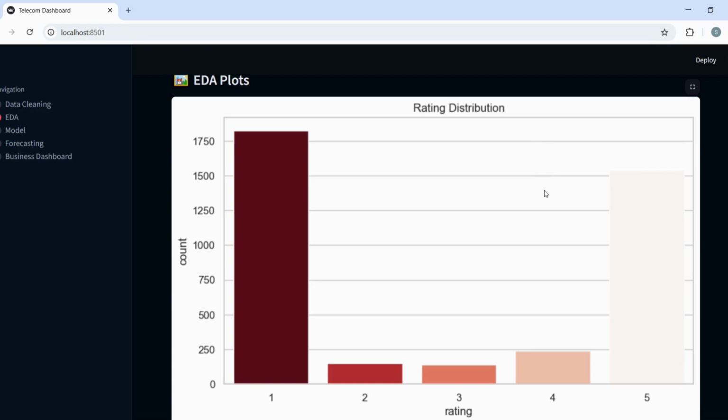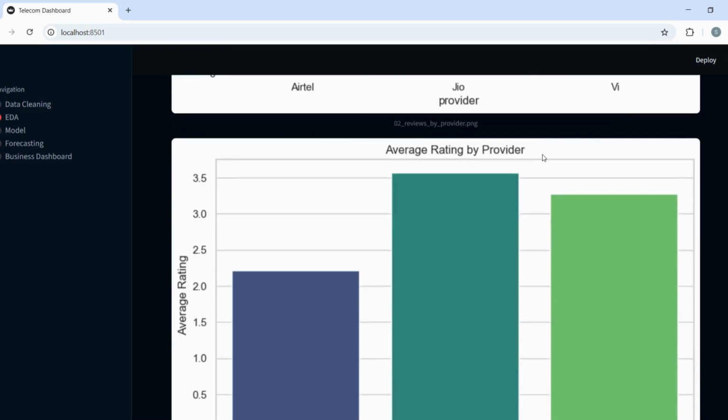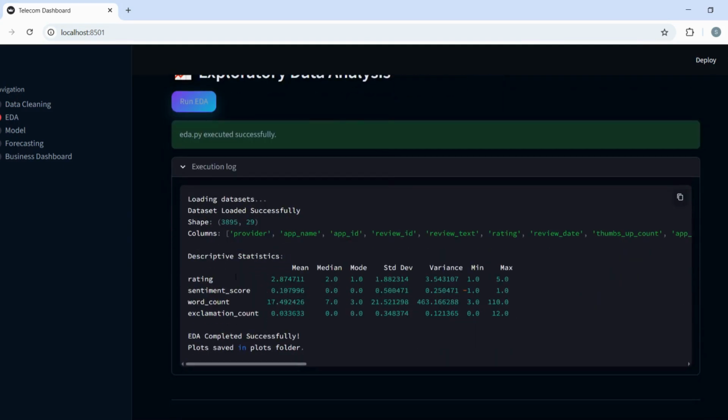We can see here different plots like rating distribution, reviews by the provider, average rating by provider, etc. Here we can also view the execution log, which has various performance metrics like mean, median, mode, standard deviation, variance, min and max.